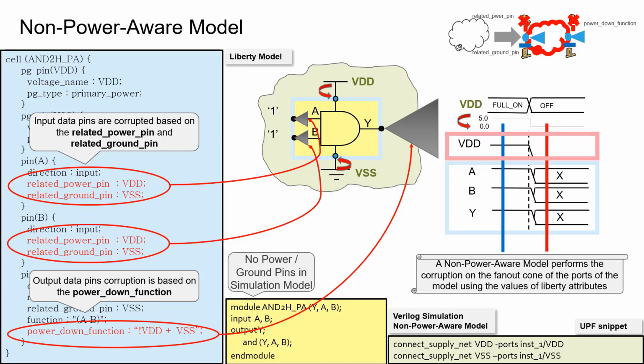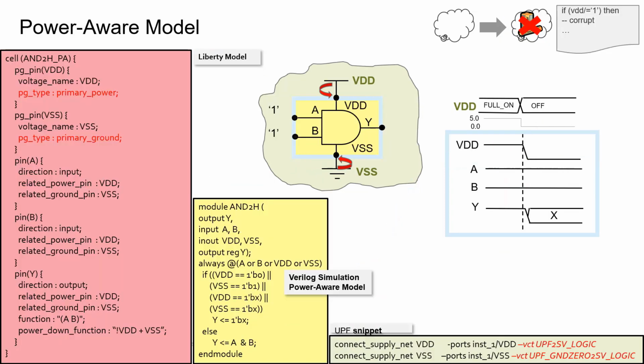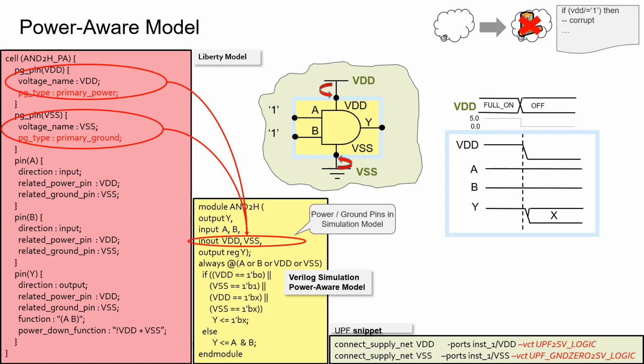In summary, a non-power-aware model performs the corruption of an outcome of the port using the value of liberty attributes. The power model is a bit different because here you've got PG types, which are the primary models, but you can see them also in your ports of the description.